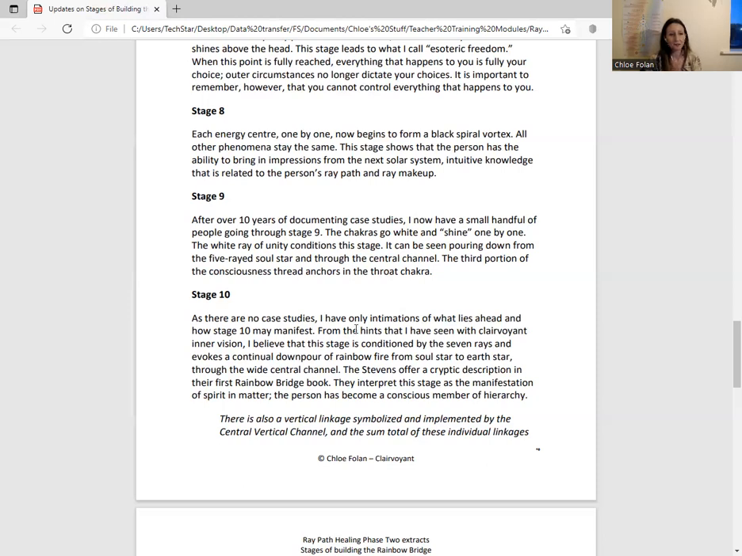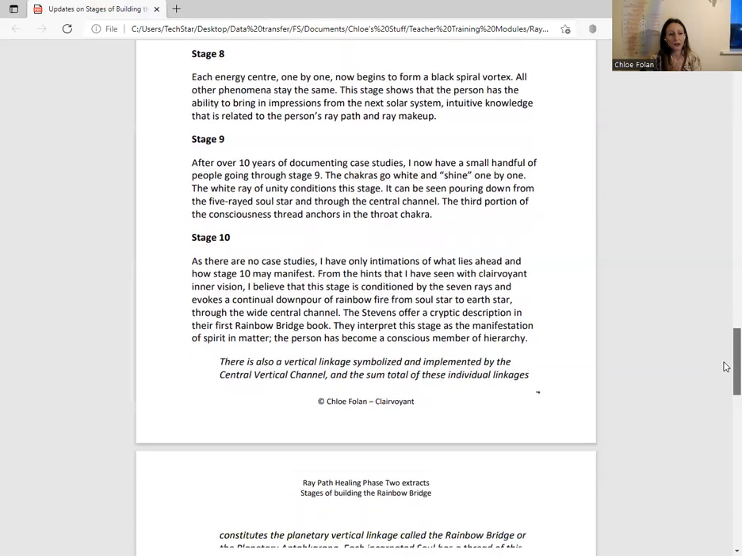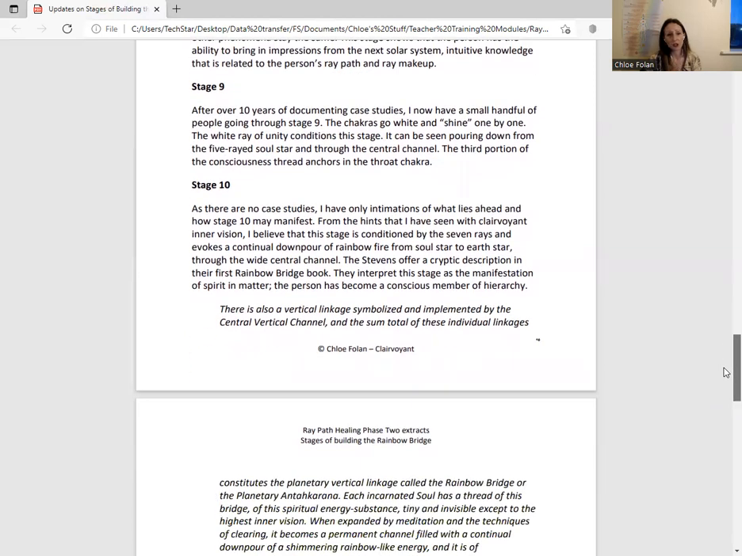So stage 10, from hints that I have seen with clairvoyant inner vision, I believe this stage is conditioned by the 7 rays and invokes a continual downpour of rainbow fire from soul star to earth star through the wide central channel. And this is why I got excited about this, because a bit of a mystery for me was cracked.